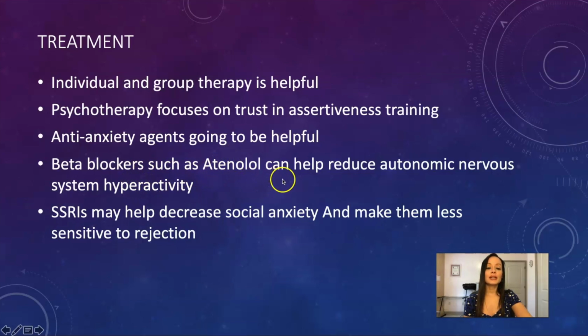Anti-anxiety agents can be helpful. Beta blockers such as atenolol can reduce autonomic nervous system hyperactivity. So the autonomic nervous system is what may be activated that makes them feel very anxious, and atenolol can help with this anxiety. And SSRIs may help decrease social anxiety and make them less sensitive to rejection.